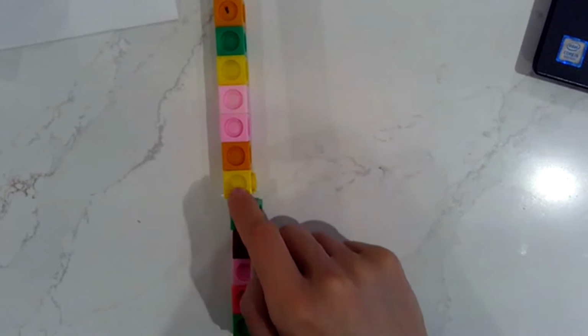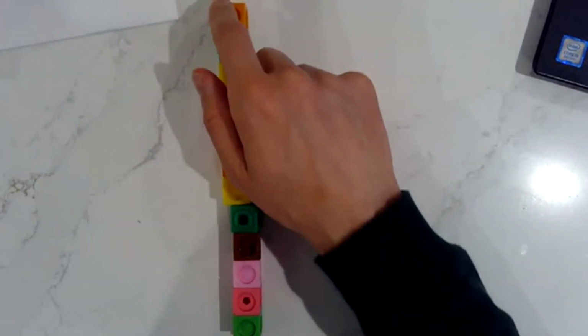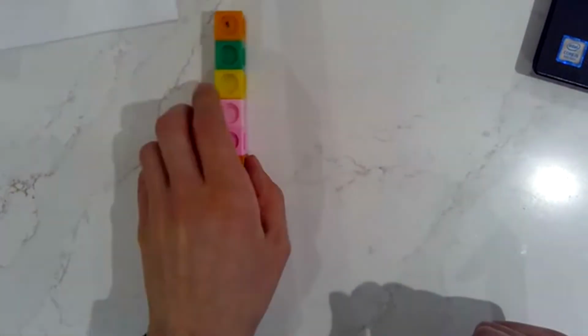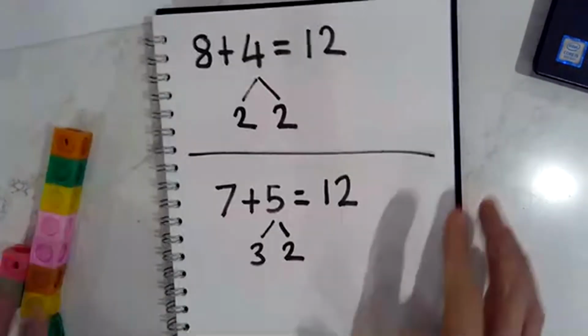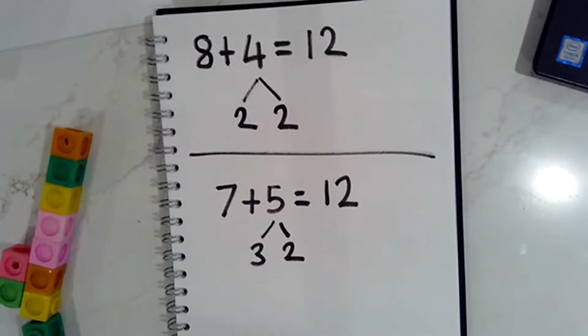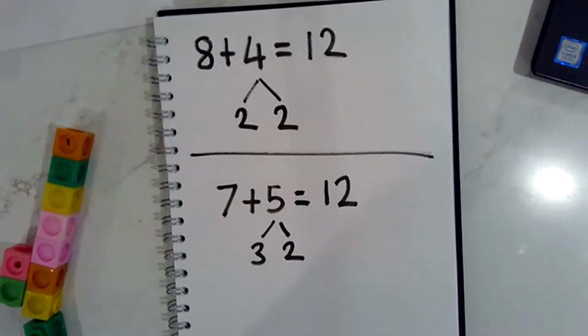1, 2, 3, 4, 5, 6, 7, 8, 9, 10, 11, 12. I get the same answer when I use the cubes and when I use the written method here. So really, really well done. What I'd like you to do now is the first section of the activity. Complete the first section of your sheet now. It's been laid out for you to help.